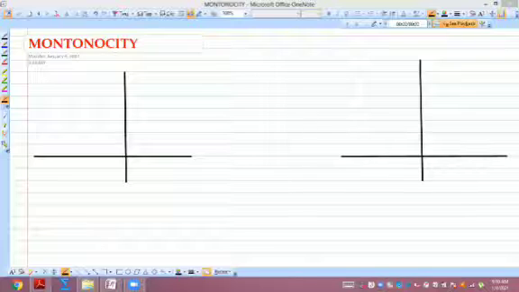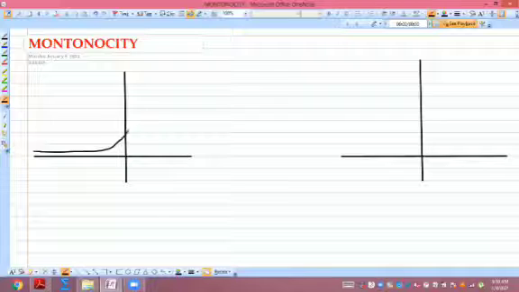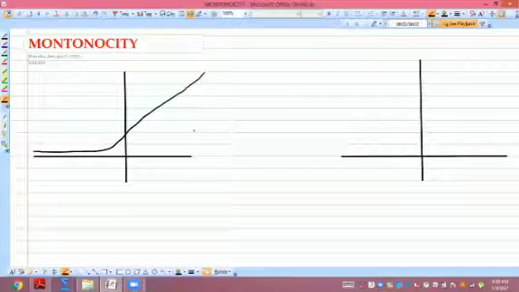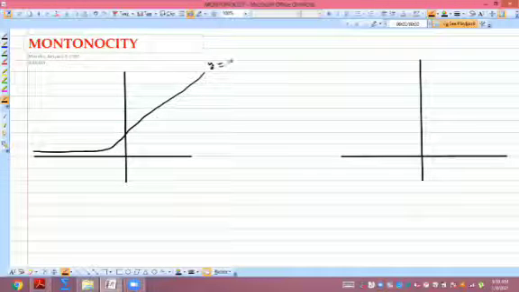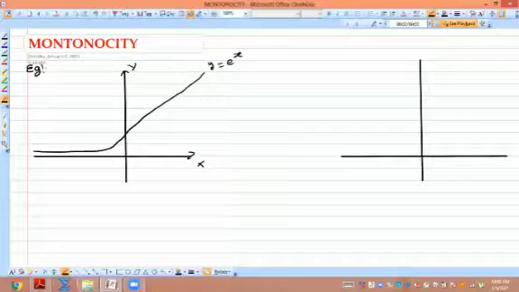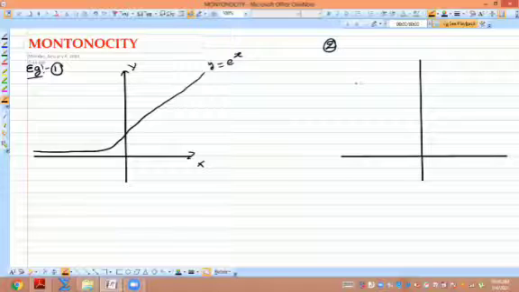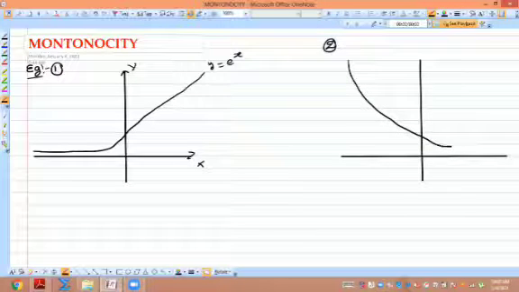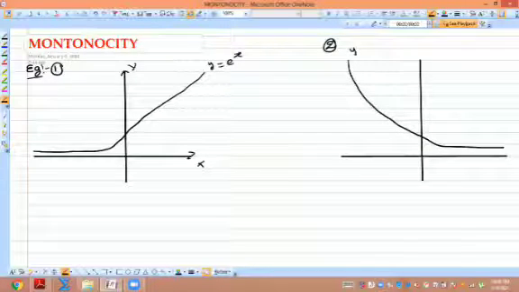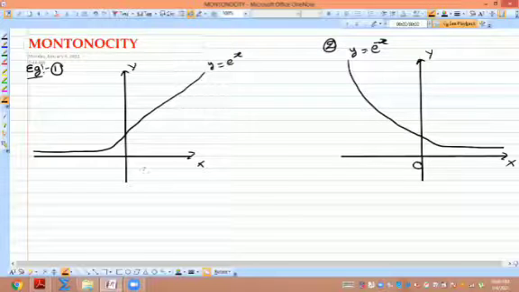Everyone knows the e power x graph, no? So observe that. This is y equals e power x graph. And this is y equals e power minus x graph. This is the x-axis and the origin.